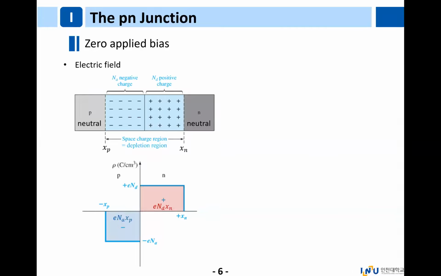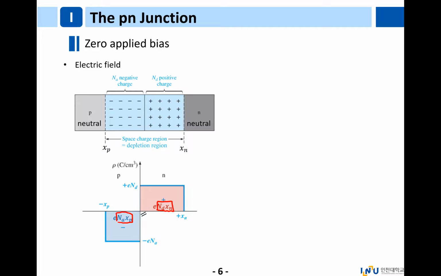And since NaXp and NdXn are equal, we can conclude that the areas of these two rectangles are always equal in the charge density profile.